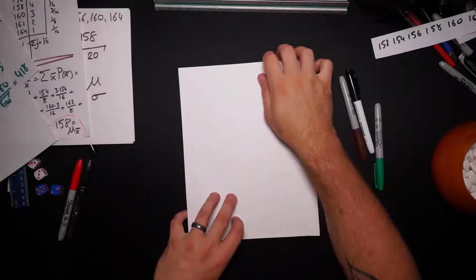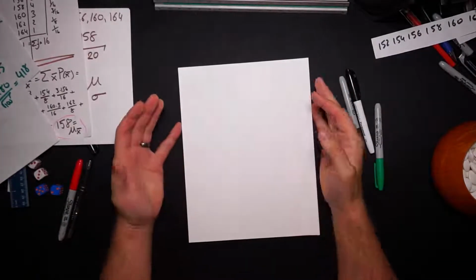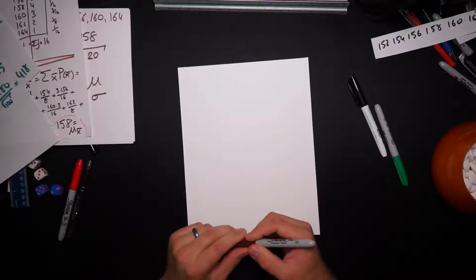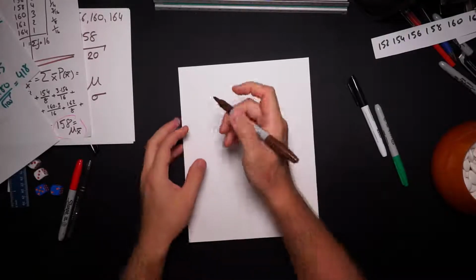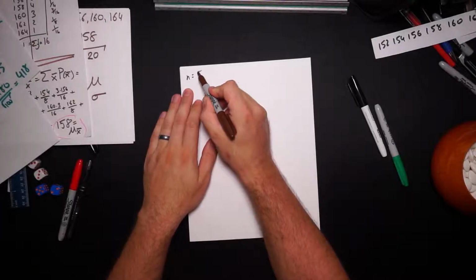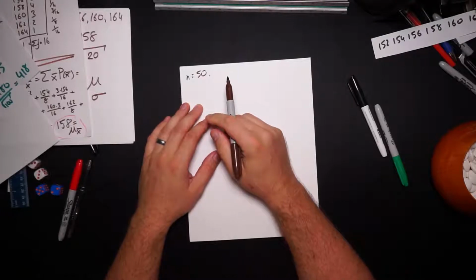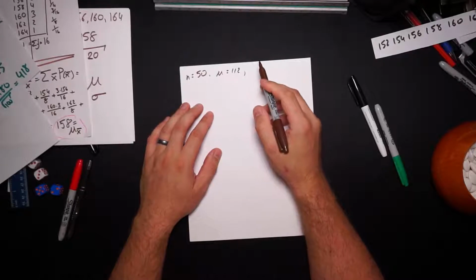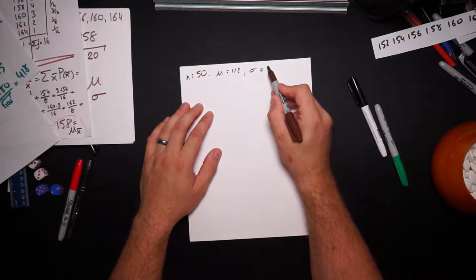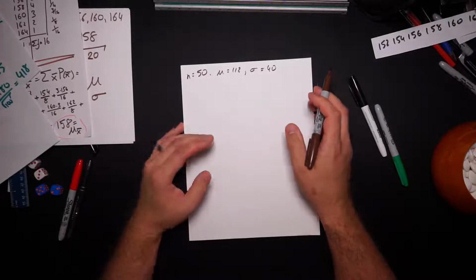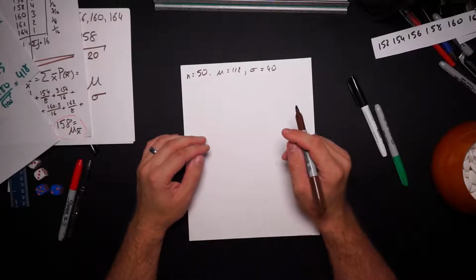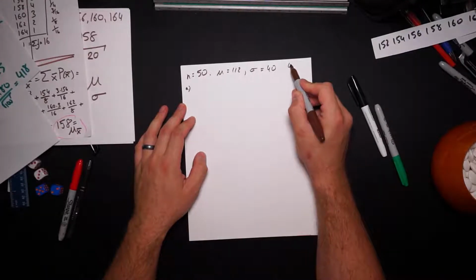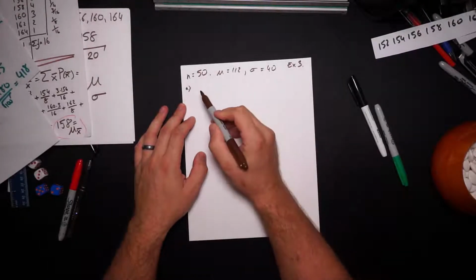Statistics. All right. Example 3. Let x be... So we have a sample size of 50, a population mean of 112, and a population standard deviation of 40. This is example 3 in chapter 6, and it says find the mean and standard deviation for this.